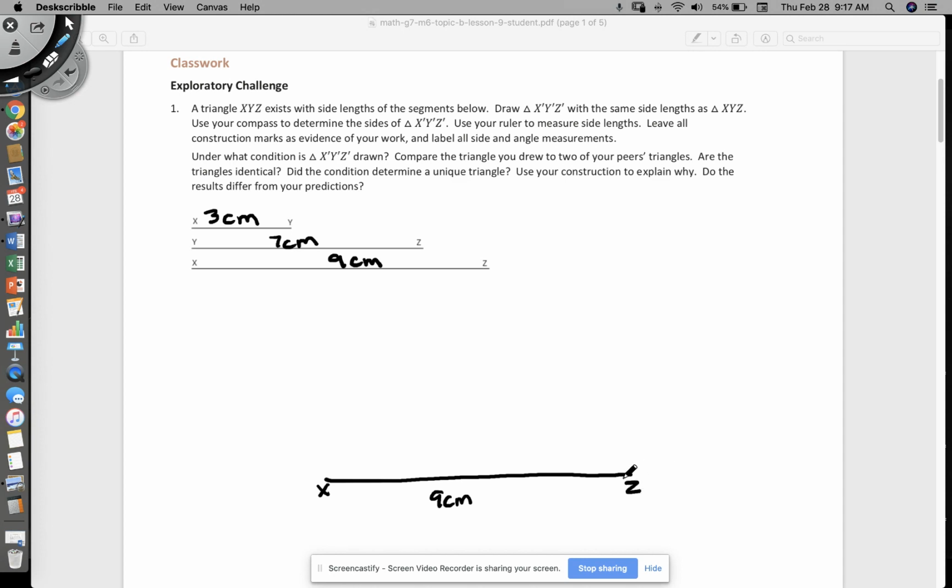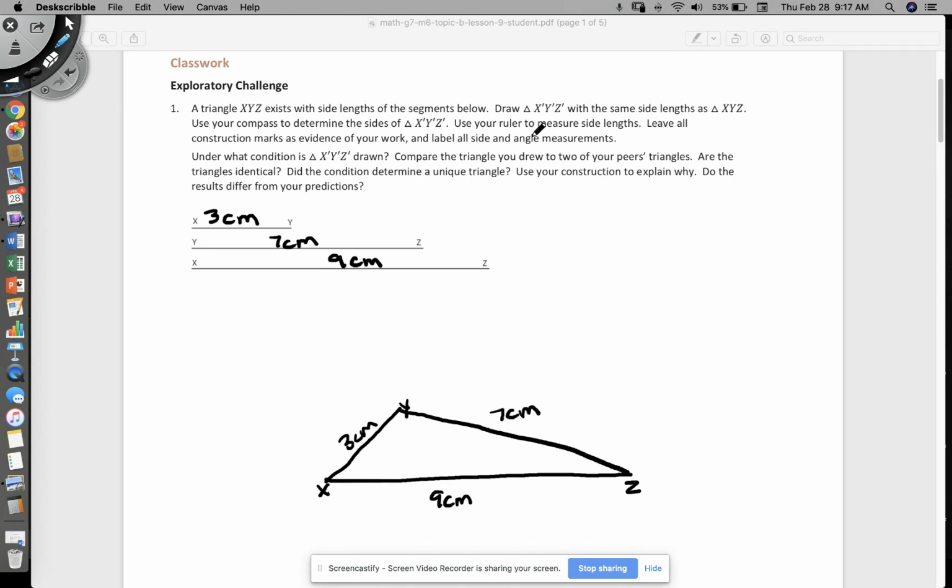All right, now we're going to put in XY, and the reason I'm doing XY is because I have an X here. So I'm going to connect my XY. Now my XY is a small side, so I'm going to make it 3 centimeters, and this is XY. Now I have my 7 centimeter, which is YZ, and connect that. And again, make sure you're measuring all these, not guessing like I am.